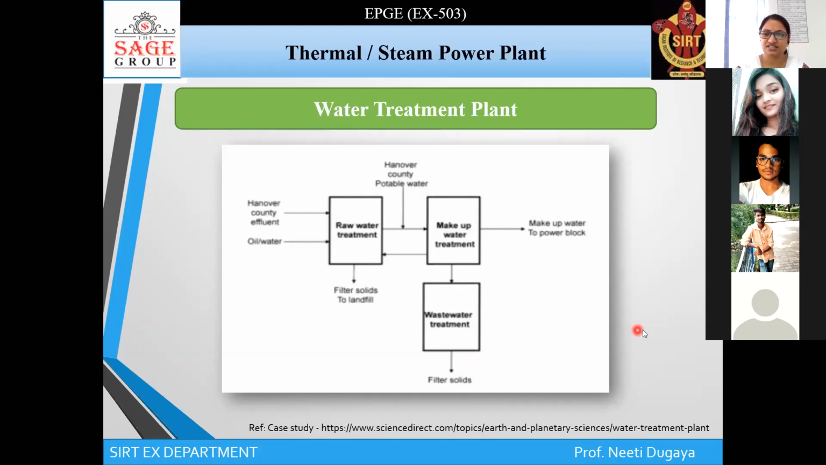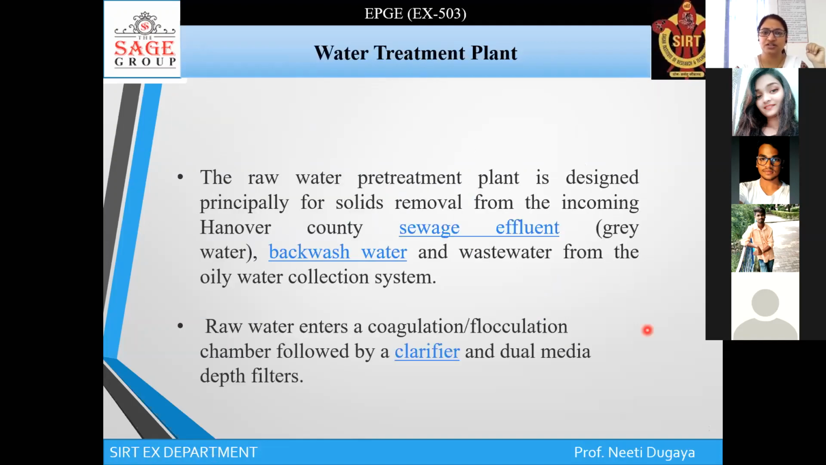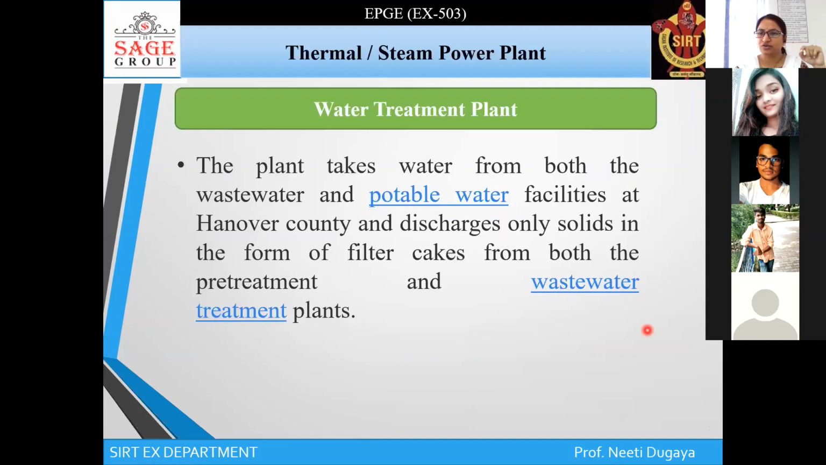So this is the generalized diagram. We can see the detailed diagram also later. So the plant takes water from the wastewater, and then the potable water is also mixed with it, and it discharges only solid in the form of filter cakes from both the pre-treatment and wastewater treatment.